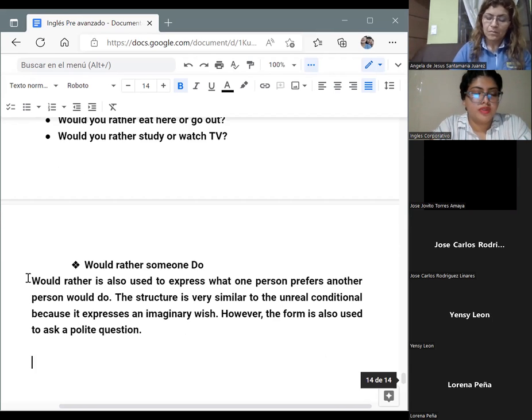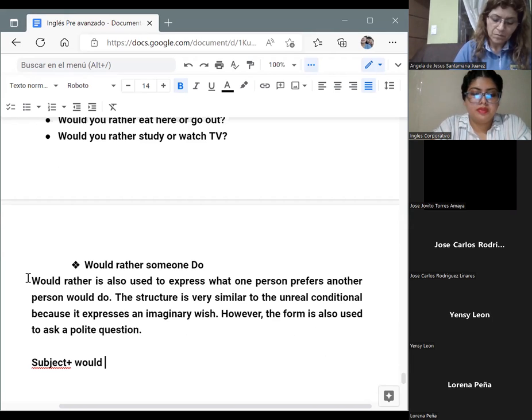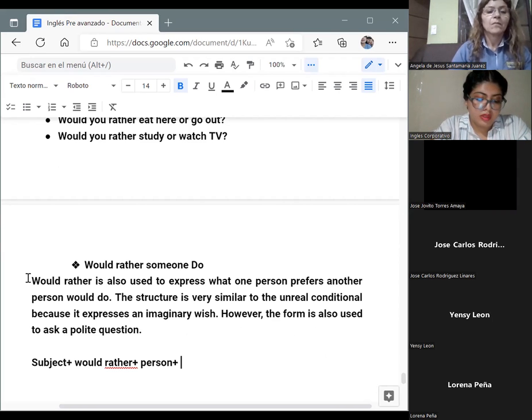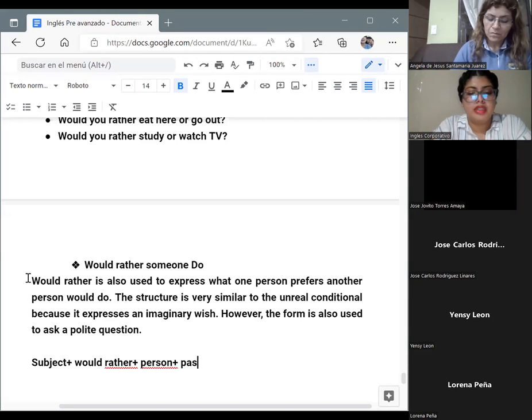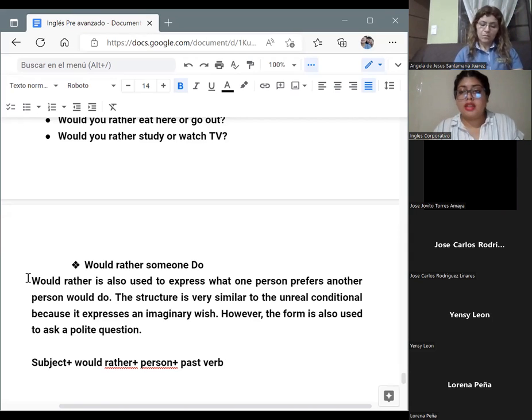And we have the structure for this one, that is subject plus would rather plus person plus past verb. In this case, we are going to use the past verb to express the things that person is or can do. So in that case, we're going to use the past verb. So we have the examples of this structure.